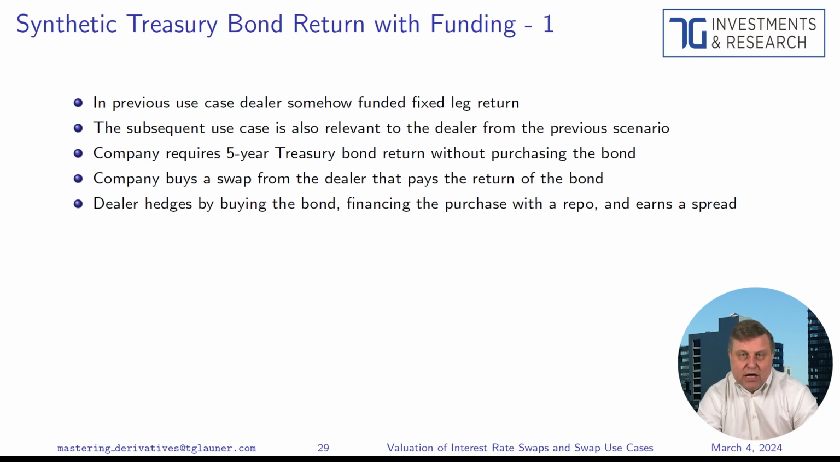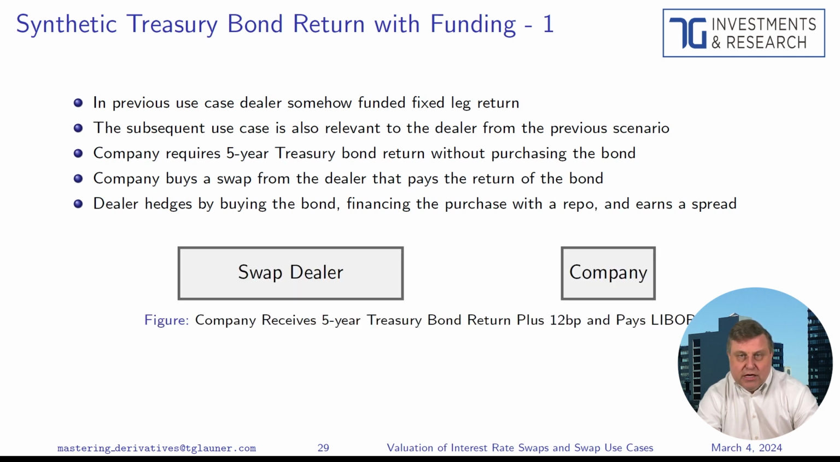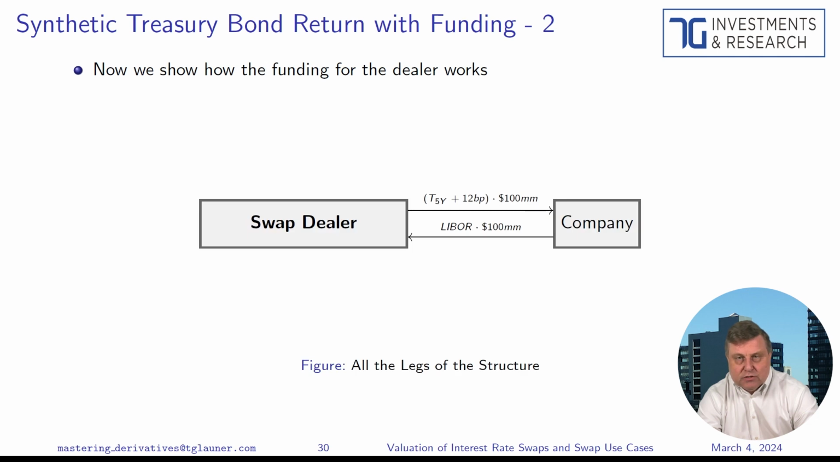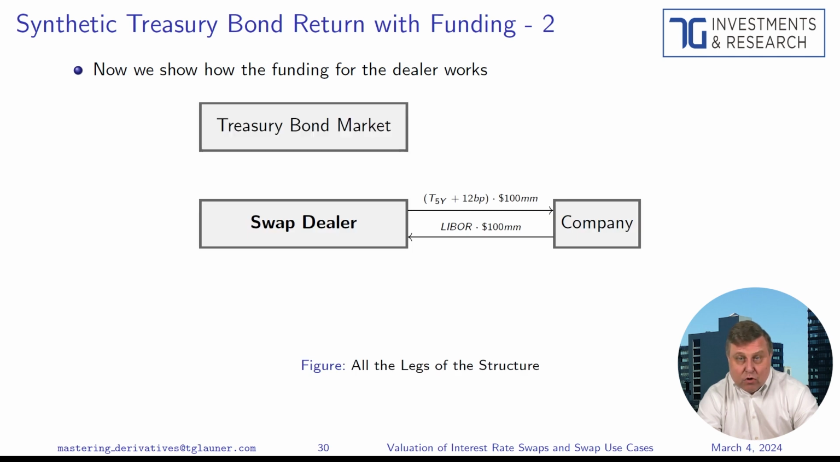Let's examine how this operates. A swap dealer agrees with a company where they exchange cash flows periodically. The dealer provides treasury returns plus 12 basis points while receiving LIBOR from the company. Again, the dealer exchanges flows with the company. The swap dealer will access two markets, the treasury bond market and the repo market.